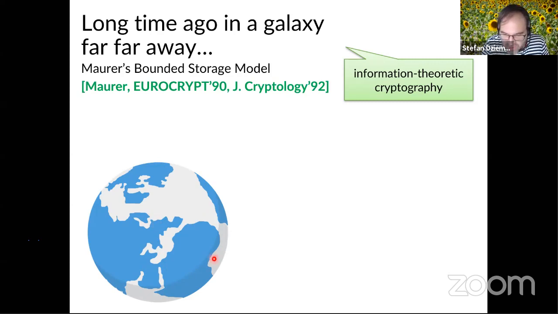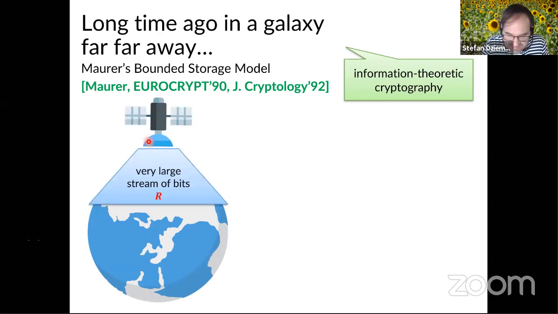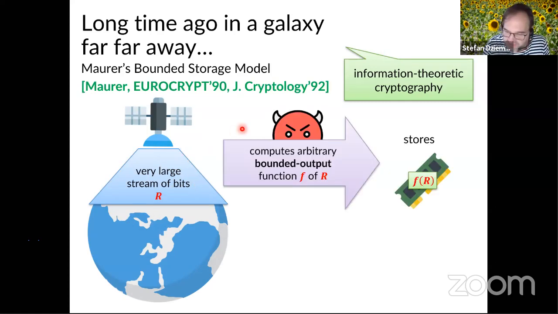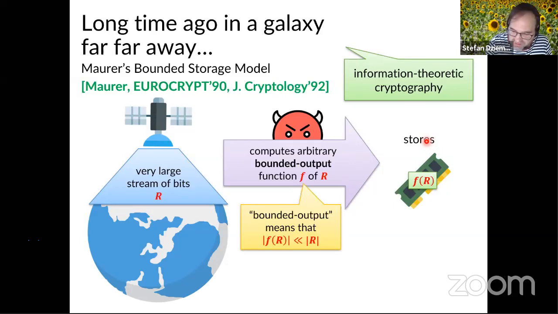Suppose there is a globe, and there is a satellite, and the satellite broadcasts to the whole continent, say, a very large stream of bits, very high bandwidth. And it's so large that no adversary can store it all in his memory. So there's an adversary that can compute an arbitrary function. There are no computational assumptions here, except that the output of this function has to be small. So this is what I mean by bounded output.